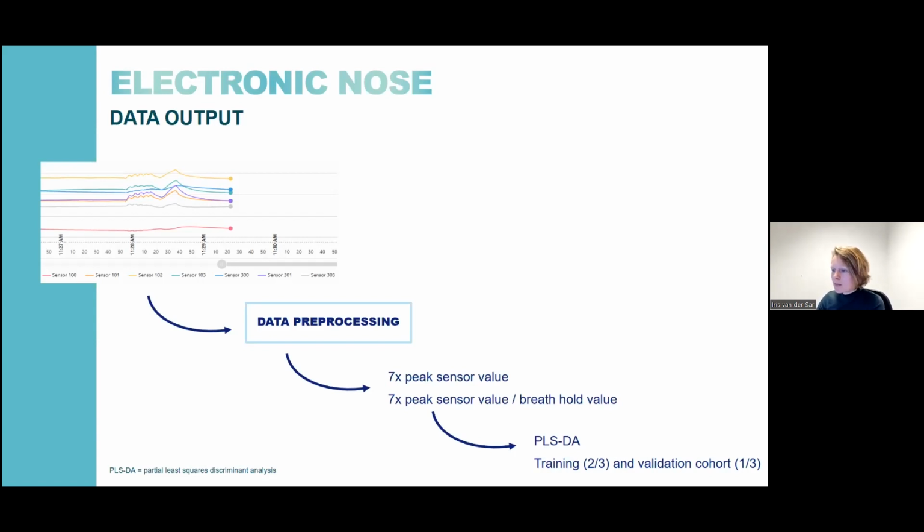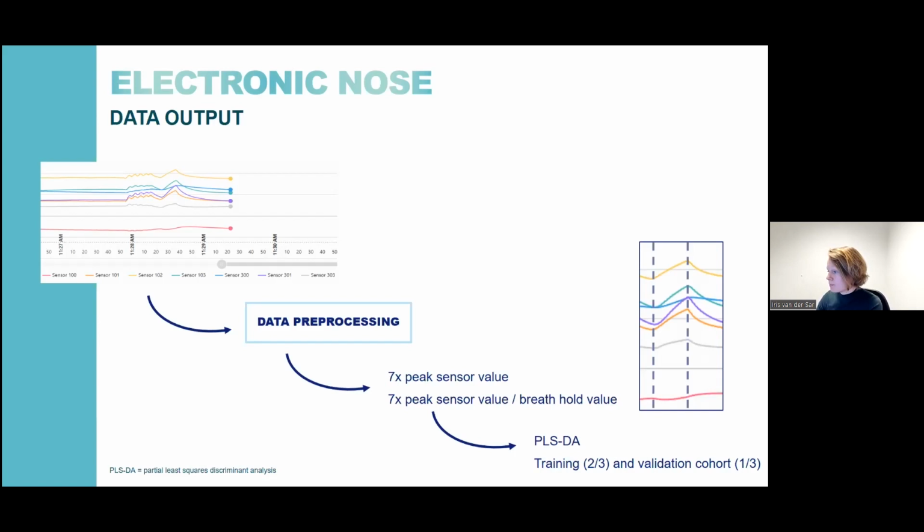All the data that comes out of that is pre-processed, and in the end, it will lead to 7 peak sensor values and 7 sensor values, breath hold value ratios. We use mainly PLS-DA to process the data, and we use it for larger cohorts. We use a training and a validation cohort.